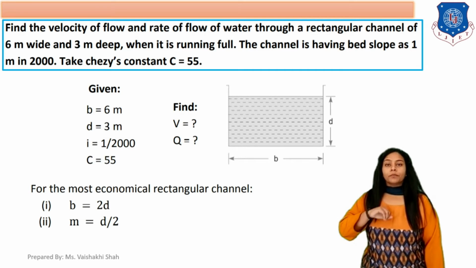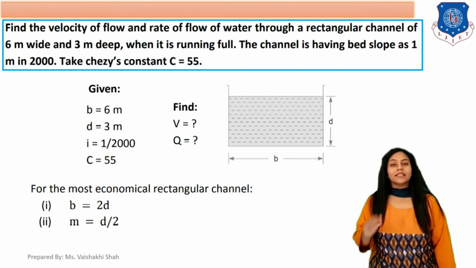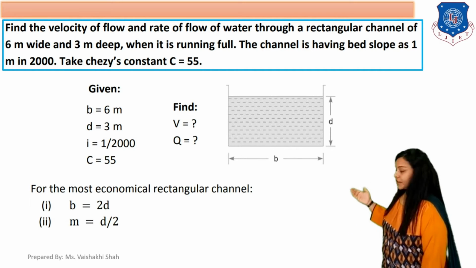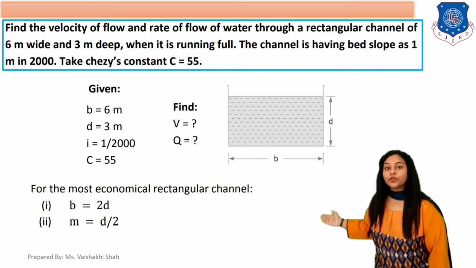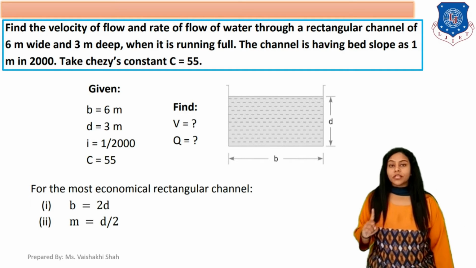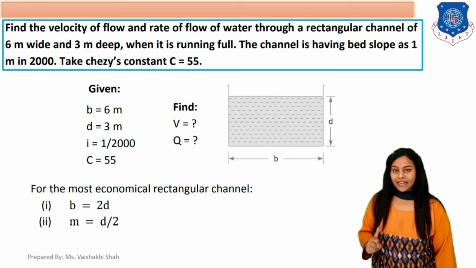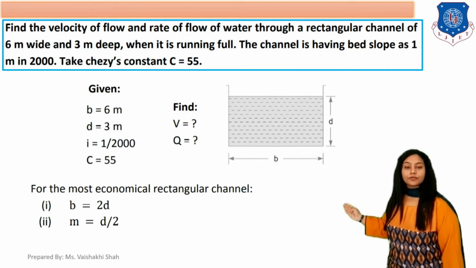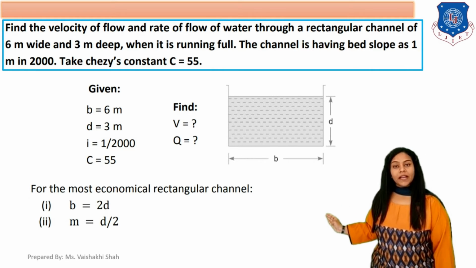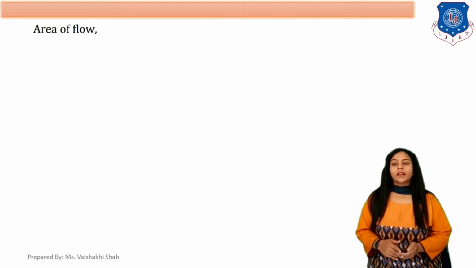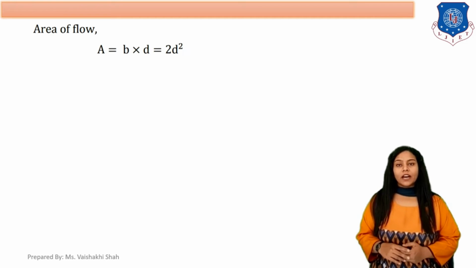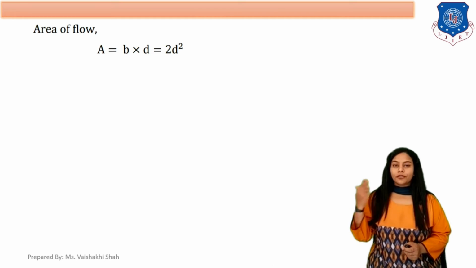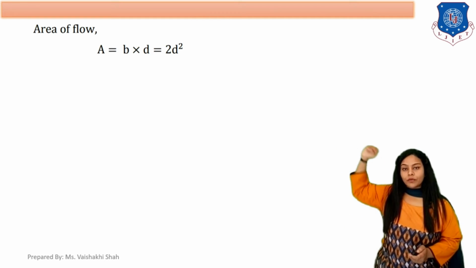So now for the most economical rectangular section, the condition we derived in our theory was first B equals 2D. The first condition for the most economical rectangular section is B equals 2D, and the second was M equals D by 2. Now if we have to find out the area of flow, what is the equation for area? A equals B into D. So you can write A equals 2D square.